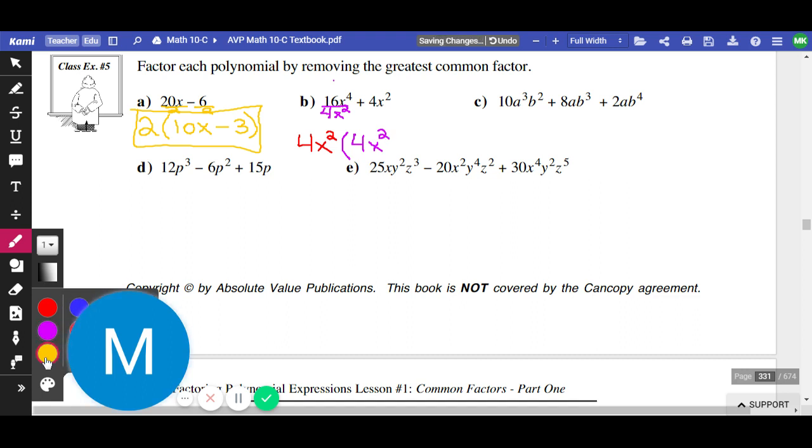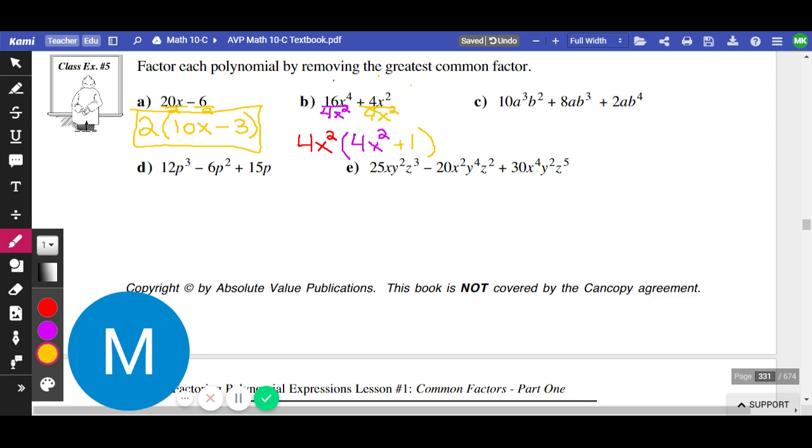My next term, I divide by 4x squared as well. 4 divided by 4 is plus 1. X squared divided by x squared cancels out. So my factored answer would be 4x squared times (4x squared plus 1). That's factored, unmultiplied, right?